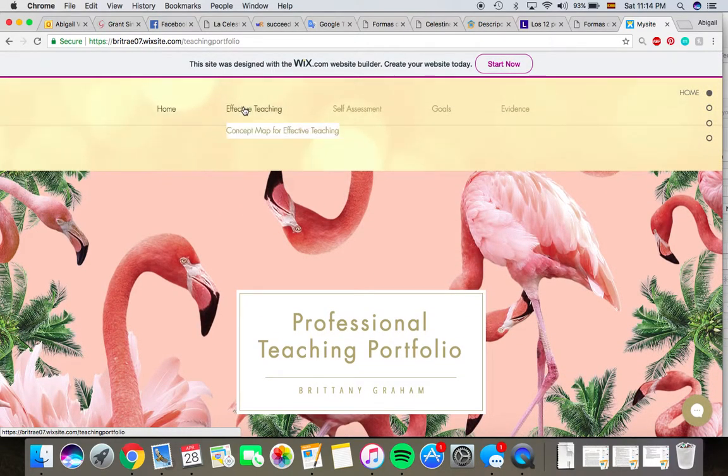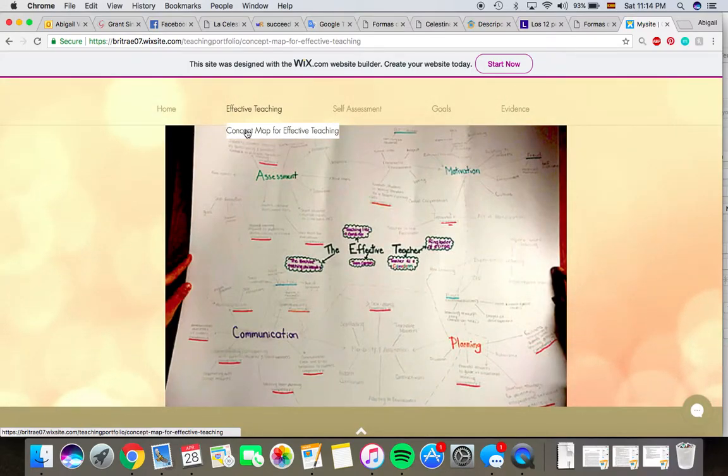And then under that is my concept map for effective teaching. So that brings you to the group concept map that I did with my peers, although it's really hard to read. I apologize. Over to self-assessment.